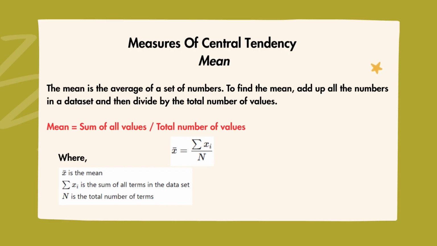The formula is x bar equals the sum of all values divided by n, where x bar is the mean, xi represents each data value, n is the total number of values, and the sigma symbol means summation. The mean helps us understand the overall trend of the data and makes it easier to compare different datasets.